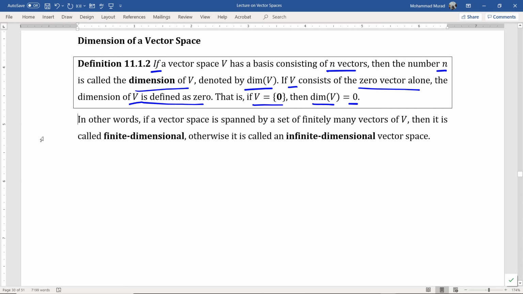In other words, if a vector space is spanned by a set of finitely many vectors of V, then it is called finite dimensional. Otherwise, it is called an infinite dimensional vector space.